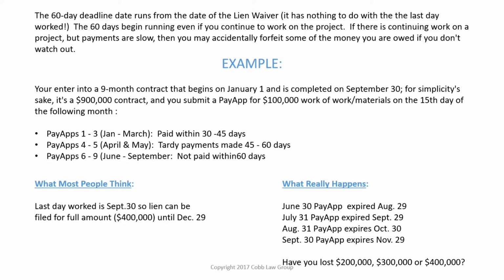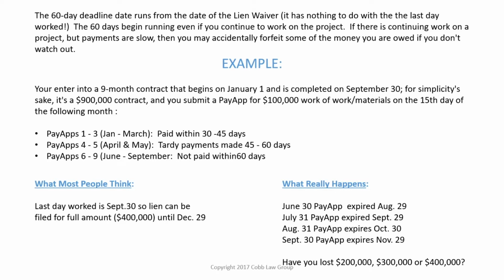Furthermore, the 60 days runs even if you continue to work on the project, which anybody who's been in the construction industry a long time understands. Slow pay doesn't mean you walk off the job. It just means you're not being paid as quickly as you're supposed to be. Well, this can catch people up in Georgia. So be careful. If there's continuing work on a project, but payments are slow, then you might accidentally forfeit some of the money you're owed.